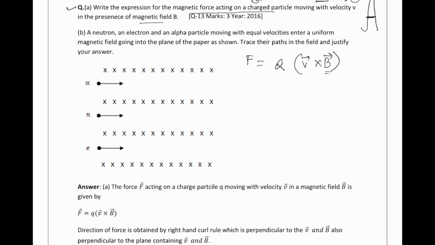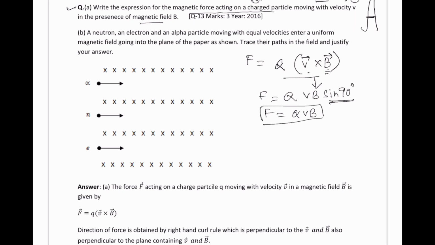So this is the expression for the force, correct? And if velocity and induction vector are perpendicular to each other, if we expand it, this is qvB sine of the angle between velocity and induction vector. If they are orthogonal, at 90 degrees mutually perpendicular, then sine is 1, so this force will be equal to qvB. Correct. What will be the direction of the force?